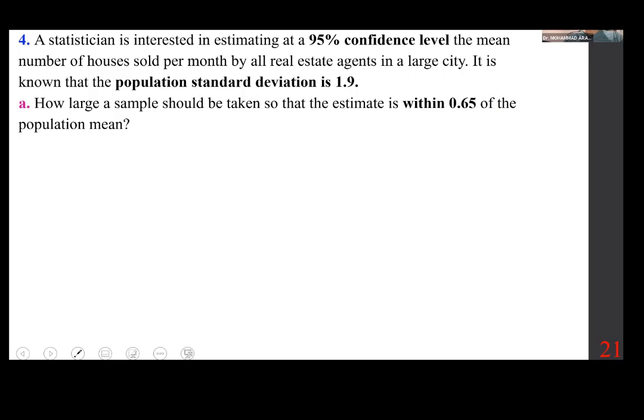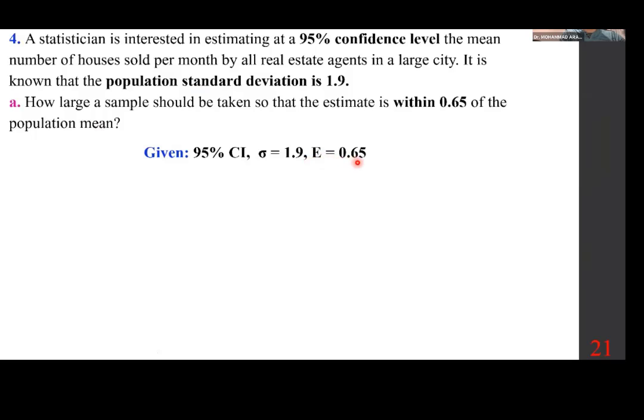Perfect. Again, word problem. What is given? 95% confidence interval, CI, short for confidence interval. Population standard deviation is 1.9. Population, therefore sigma. And we want it to be within 0.65 of the population mean. That means E is 0.65. That's the meaning of it.